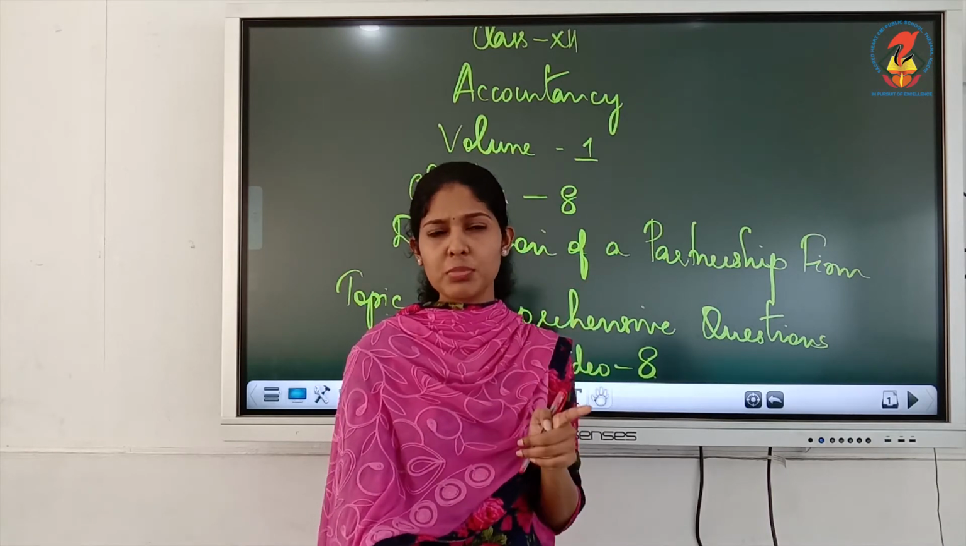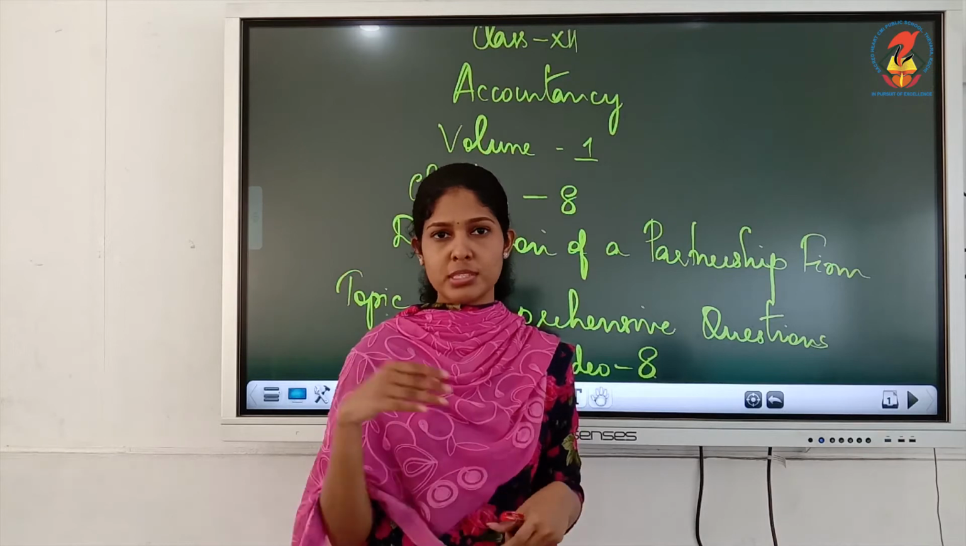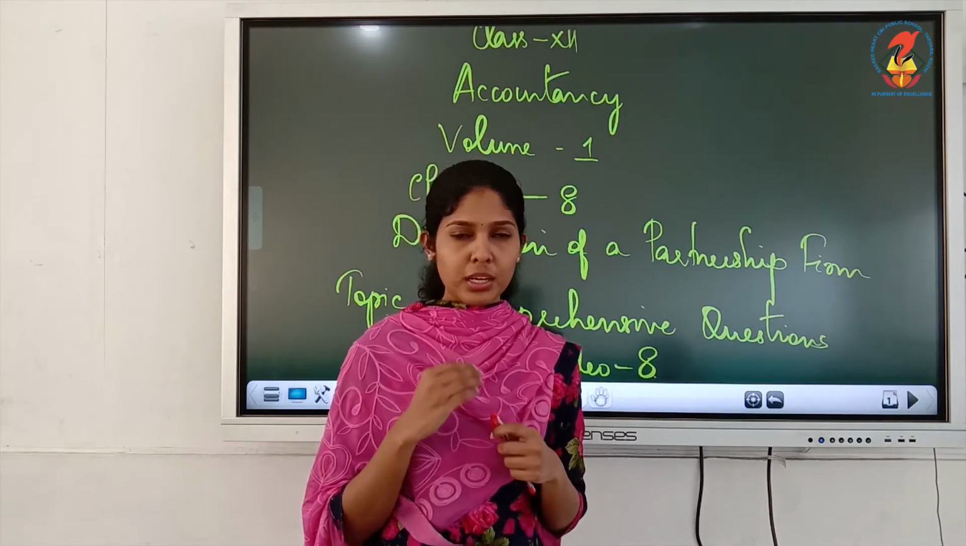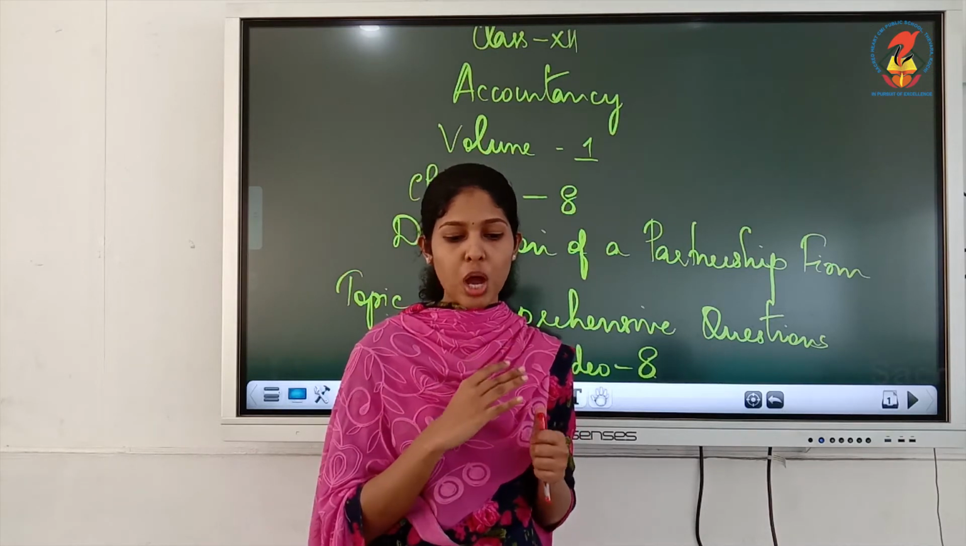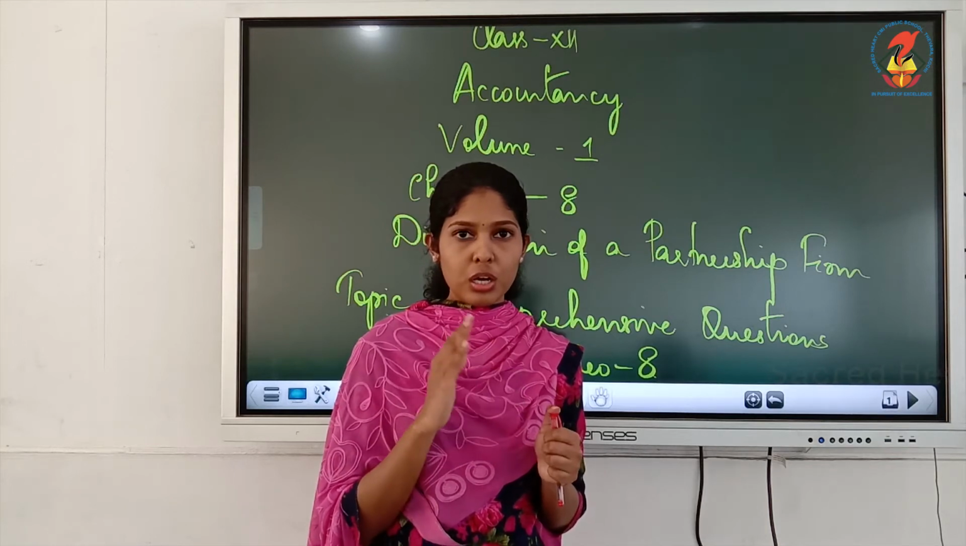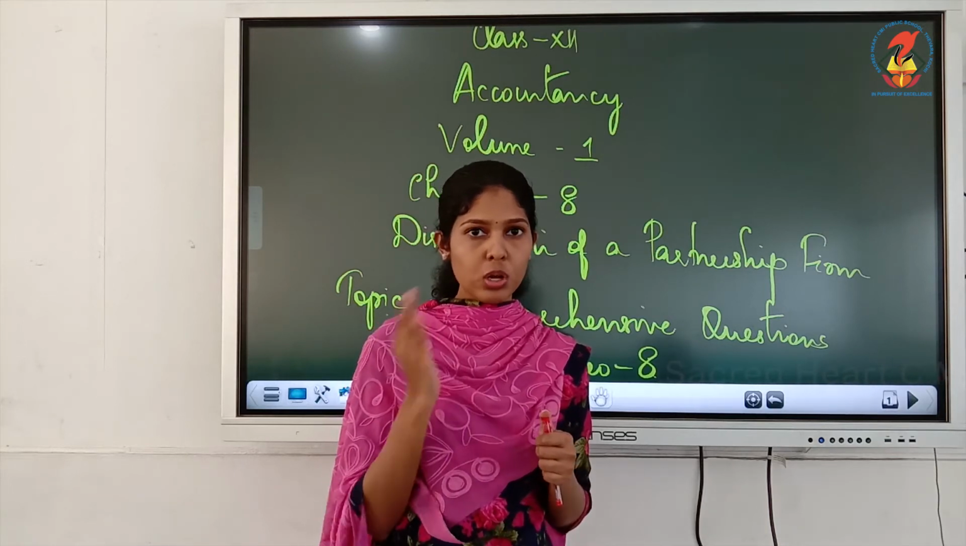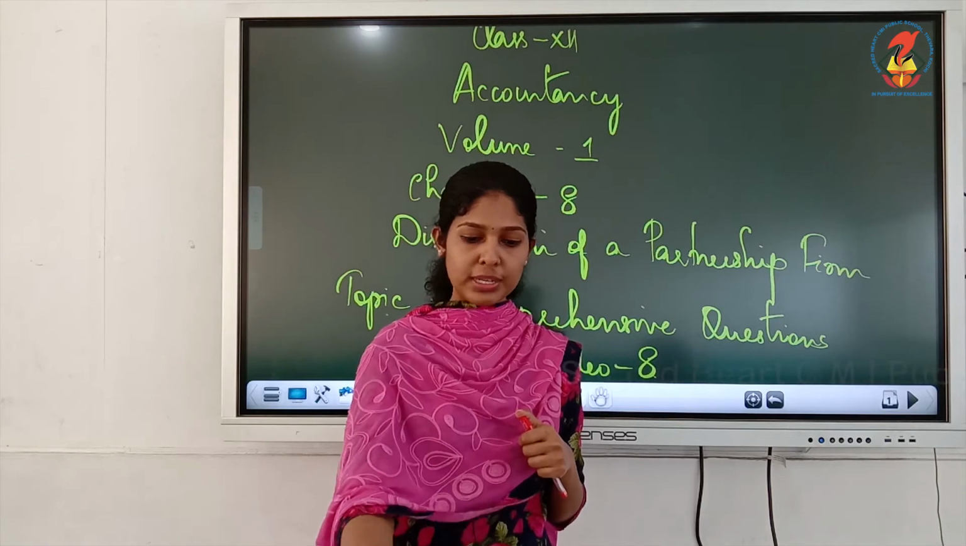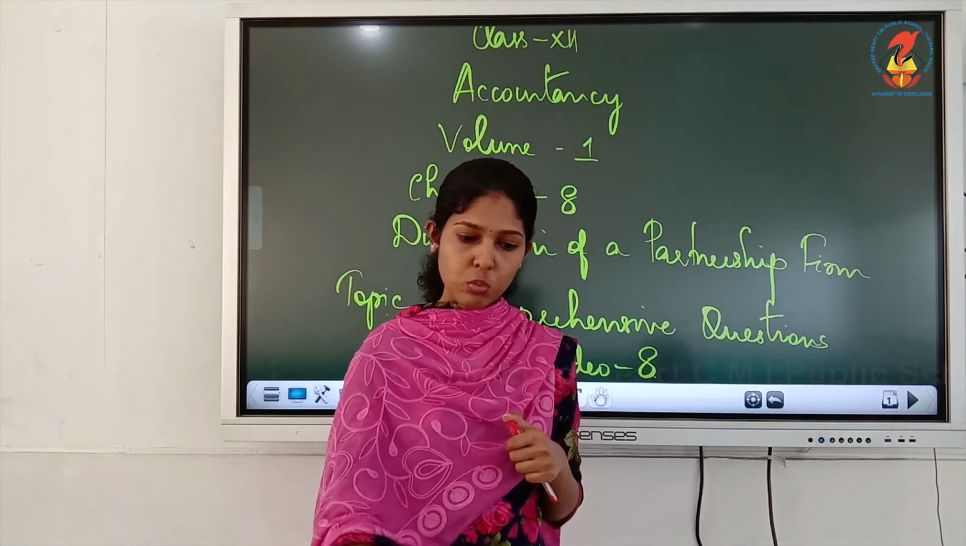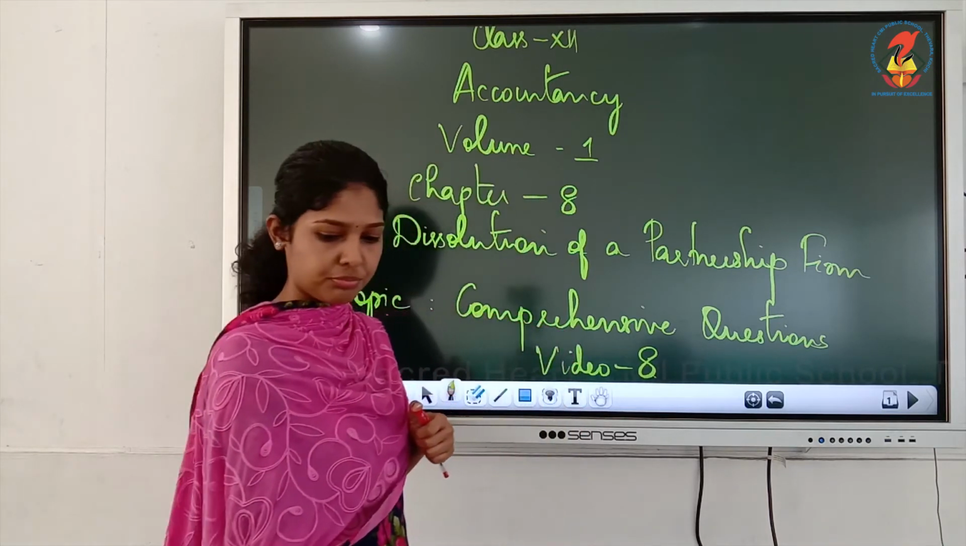In one chapter admission, I think we have done this type of question, but here it is different. Different means I will show how to do the current account. So partner's current account also we have to do in this question, that's only change. So we will start with realization.